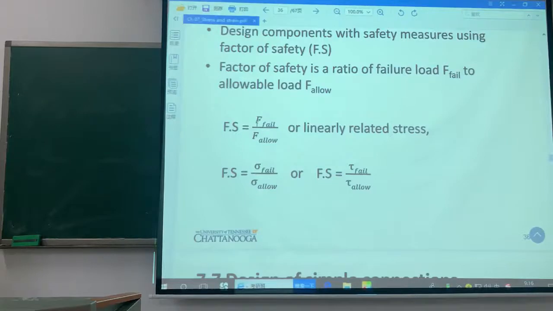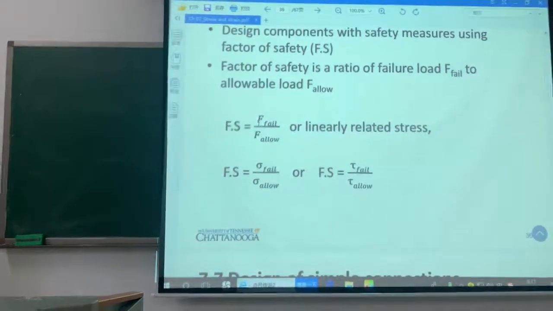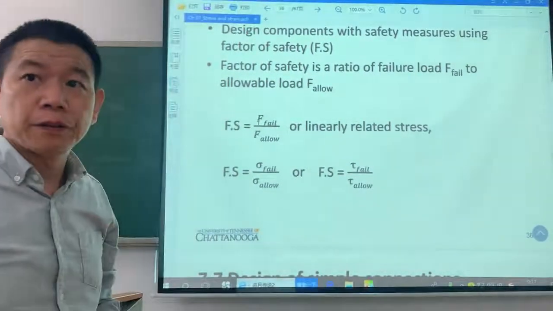Then you can't, because we are afraid it will be broken. Yes or no? It means in an experiment, when the loading is 100 kilonewton, the pin will be broken. In practice, the loading must be less than 100 kilonewton. So we have to set a factor of safety.